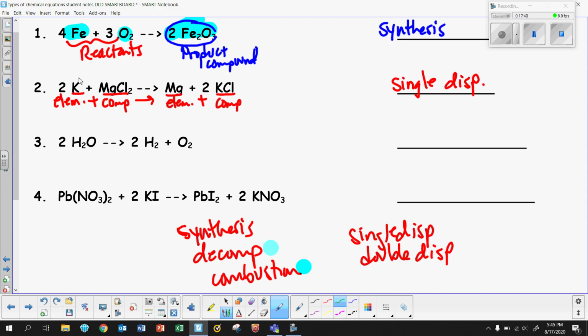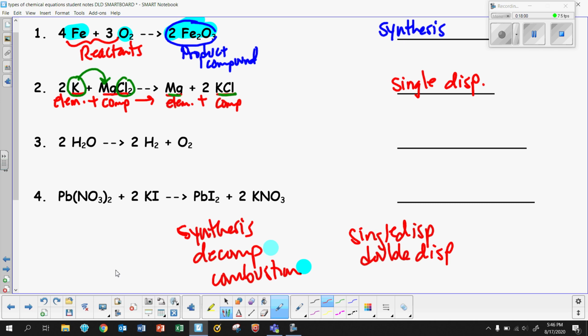Okay, in this example, potassium kicked out magnesium. Potassium and chlorine bonded to make a new compound, and magnesium was left all by itself. We had 1 thing switch places. Okay, in number 3, what type of equation do we think we have?